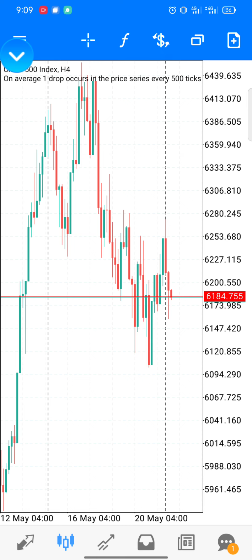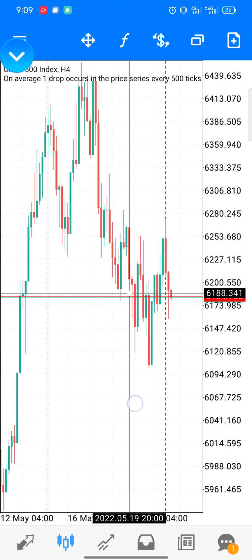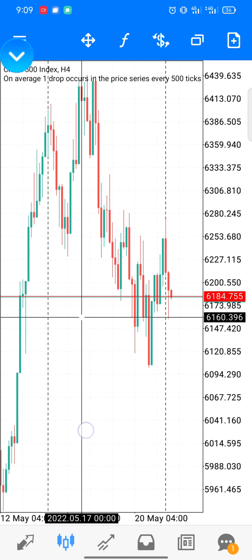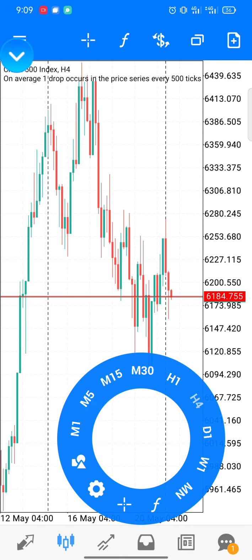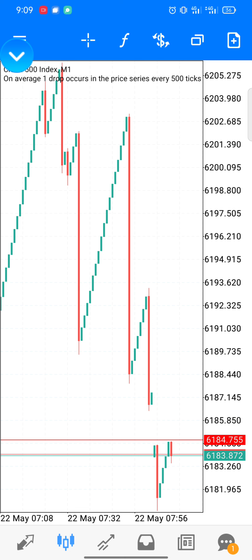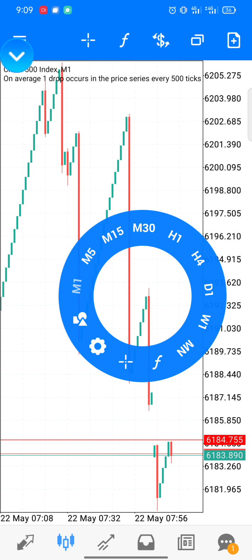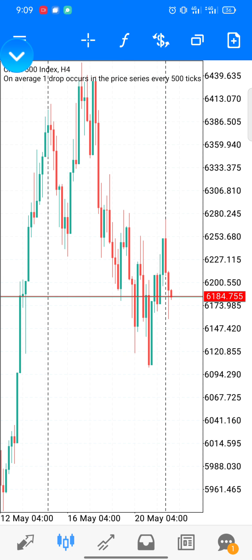So now you can see the 4 hour time frame, a downtrend is going, but the only obstacle I'm seeing right here is this is the same zone that I marked out. You can see it's a very strong support zone. Please watch this carefully guys, you're gonna learn from this. You can see the red line right there, the 6184.75 level. That is the same support zone I marked out.